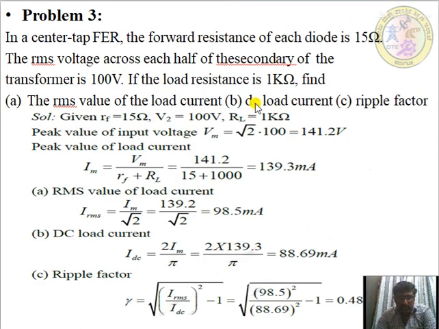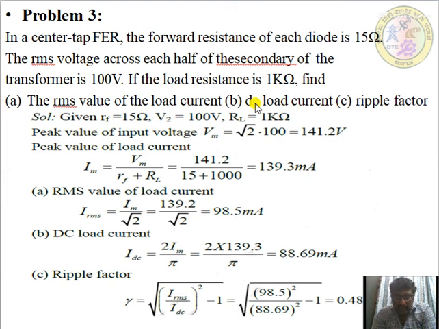Now we'll go through one problem for the full wave rectifier, that is FWR, in center tap. The forward resistance of each diode is 15 ohm. The RMS voltage across each half of the secondary of the transformer is 100 volts, and the load resistance is 1 kilo ohm. Find A, the RMS value of the load current, B, the DC load current, and C, the ripple factor.